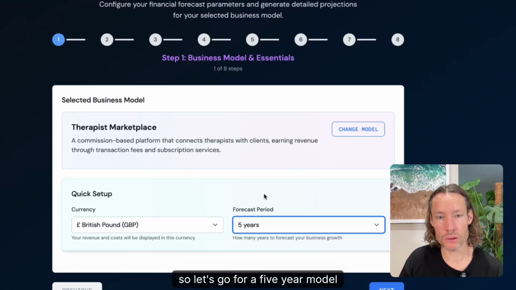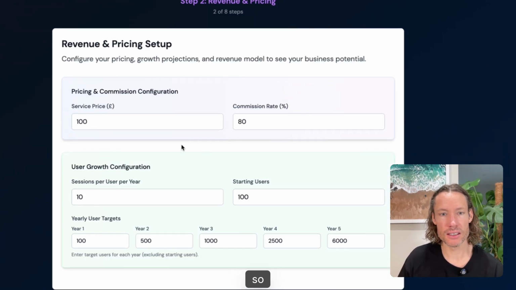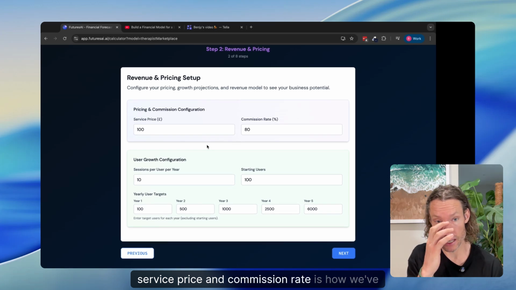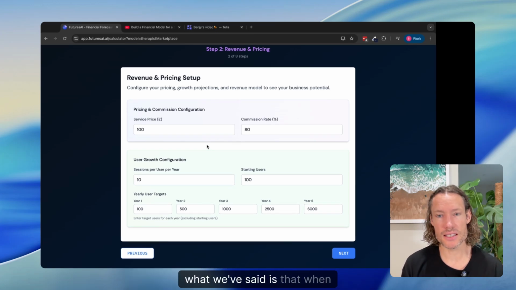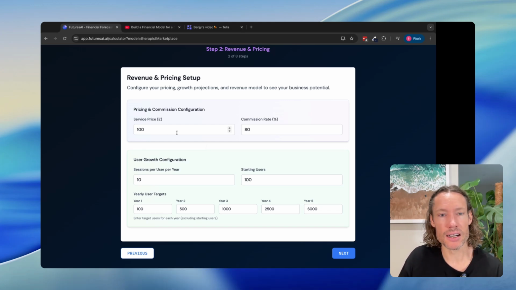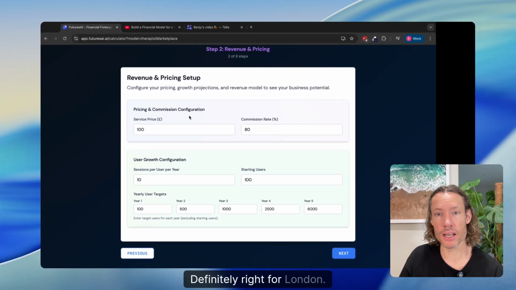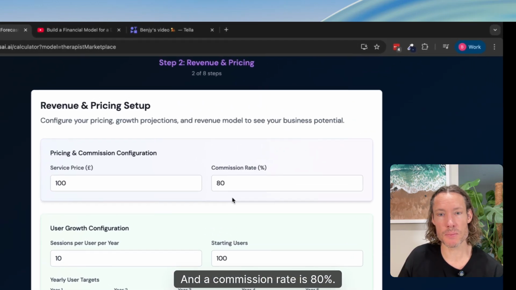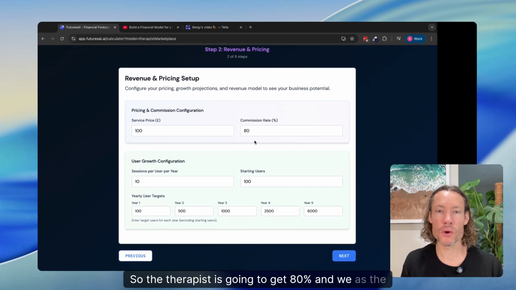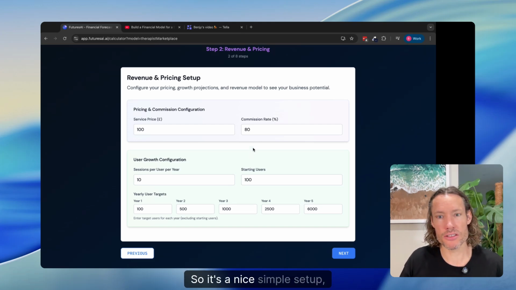So let's go for a 5-year model. And again, we'll do it in pounds. And okay, so service price and commission rate is how we've done it here. So what we've said is that when somebody gets one session with a therapist, they're going to pay £100 per session, which is probably about right for the UK, definitely right for London, potentially a bit low for London. Anyway, a good place to start, and the commission rate is 80%. So the therapist is going to get 80%, and we as the platform who connected them with the patient are going to get 20%. Cool. So it's a nice simple setup, this one.